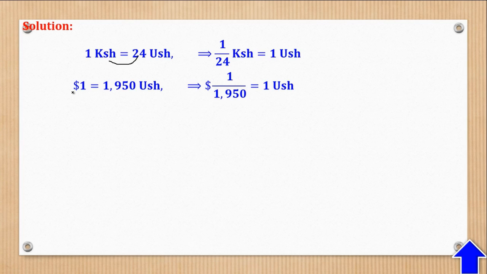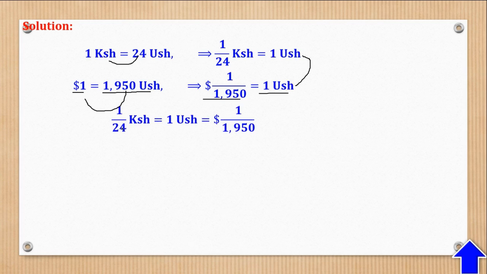Next we also have that 1 US dollar is equal to 1,950 Uganda shillings. So when we bring this one this side, we come up with 1 over 1,950 US dollar is equal to 1 Ugandan shilling. Now these two are the same, therefore we say that 1 over 24 Kenya shilling is equal to 1 Ugandan shilling, which is also equal to 1 over 1,950 US dollar. That gives me that 1 over 24 Kenya shilling is equal to 1 over 1,950 dollar.